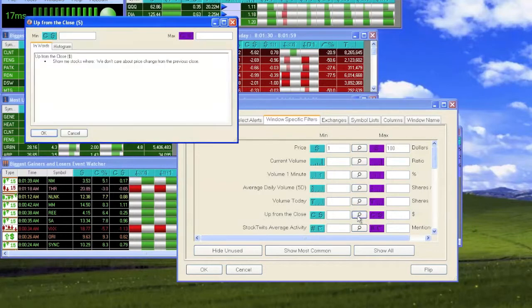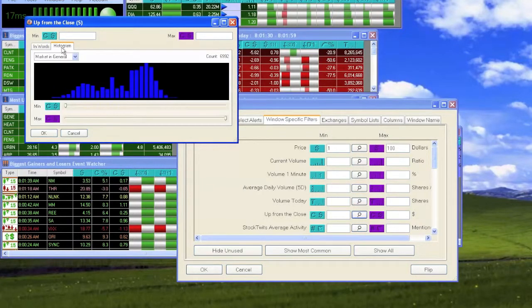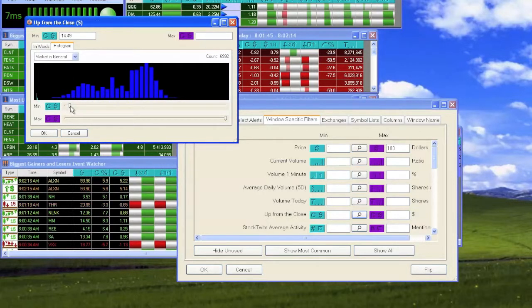Let's take a look at the Show Me chart for up from the close. As you can see, most are in the middle, which is normal. And on the low end, we have something down $14.49. Wish I had shorted that. And on the upper end, wow, look at the high end. Something is up over $1,000 a share. I bet I know what that one is. That's a pretty wild range.